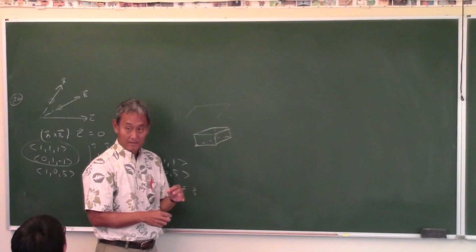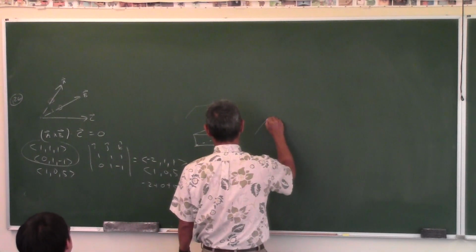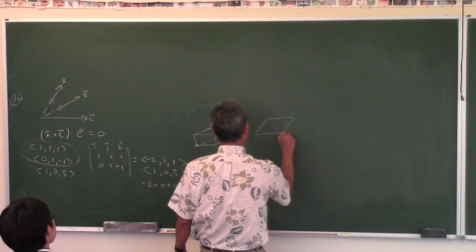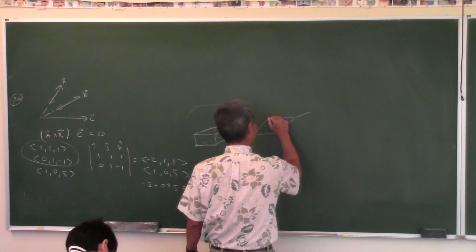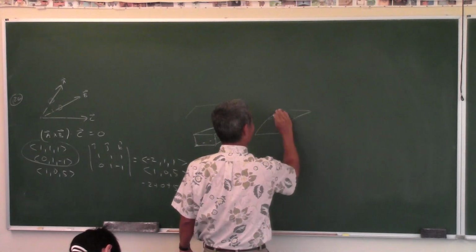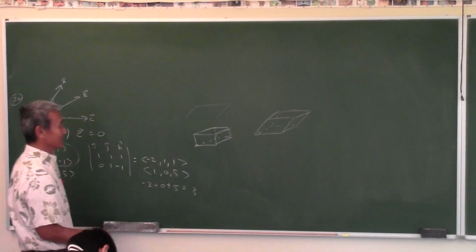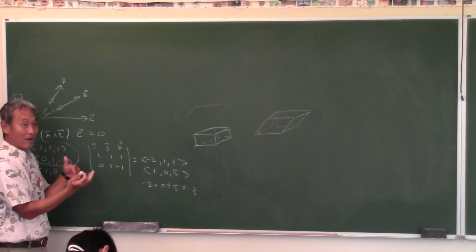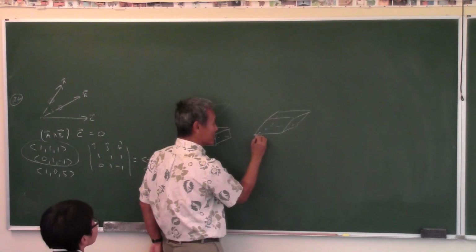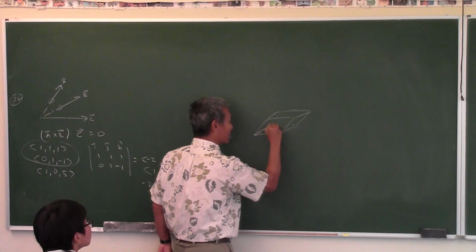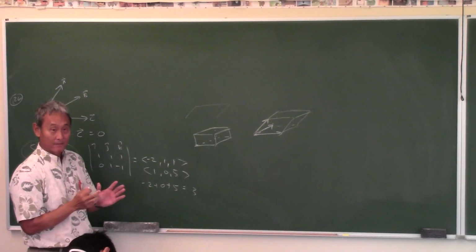parallelepiped. Okay, let me attempt to draw it again. Gosh, I'm bad at this. Oh, this is a little better. Like that? How's that? Yeah, it looks good. Okay, so it's a tilted rectangular box. Here's one of the vertices of it. If you form these three vectors here, notice that those three vectors form the parallelepiped.